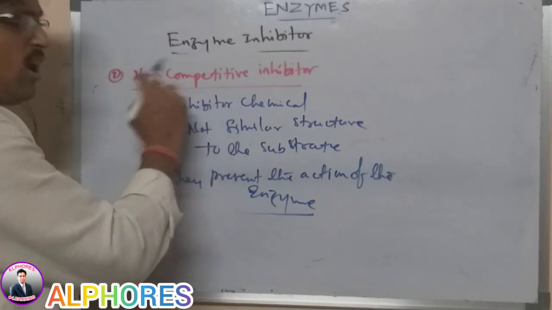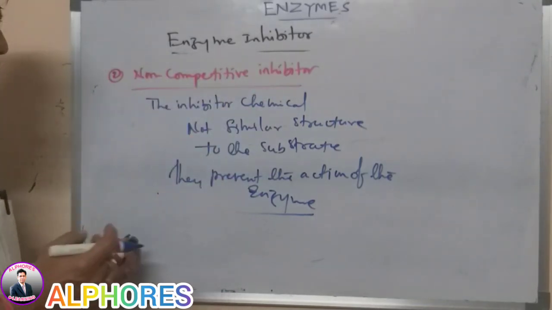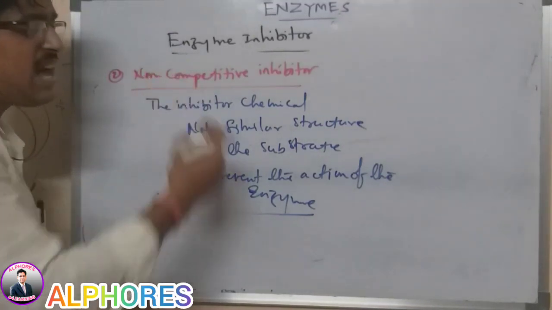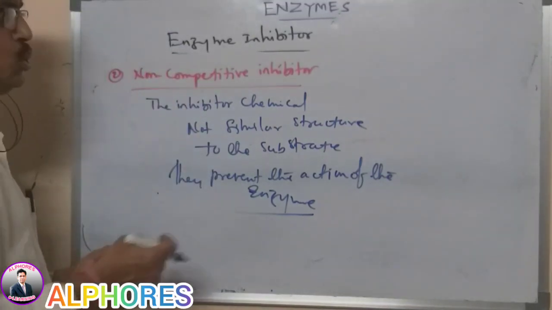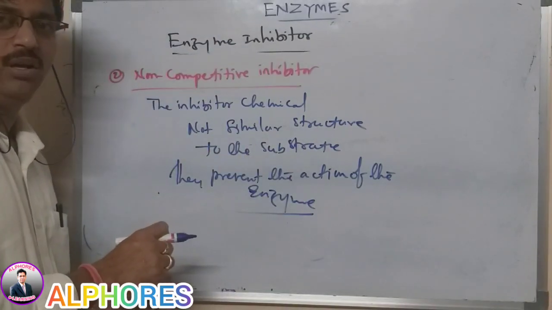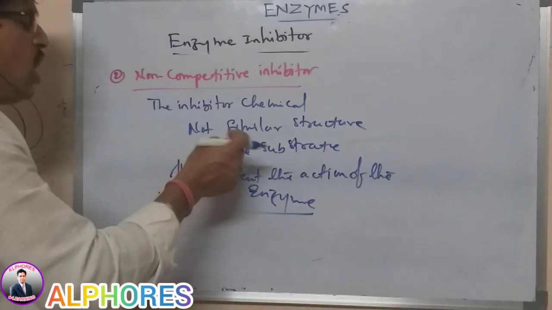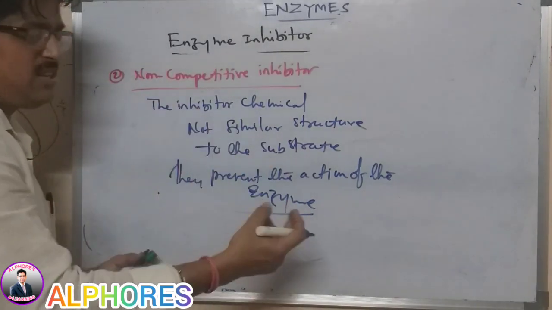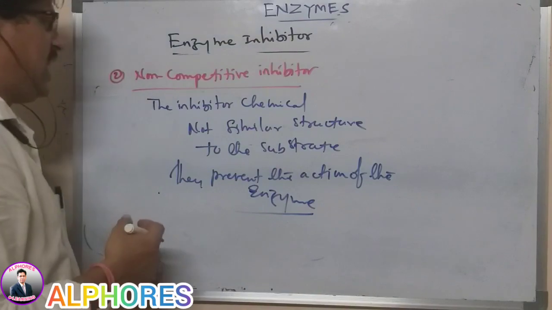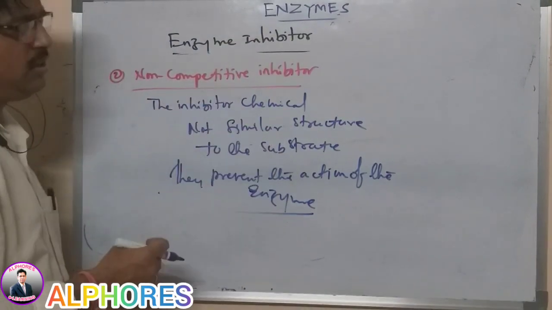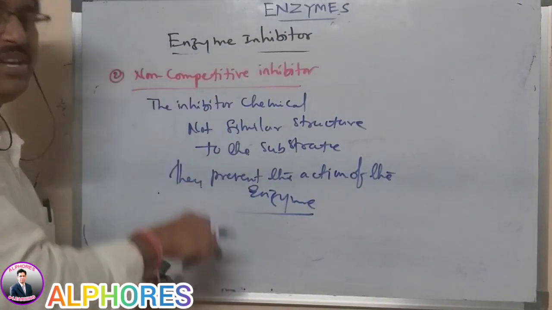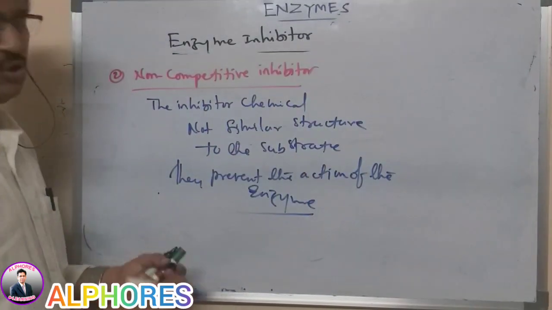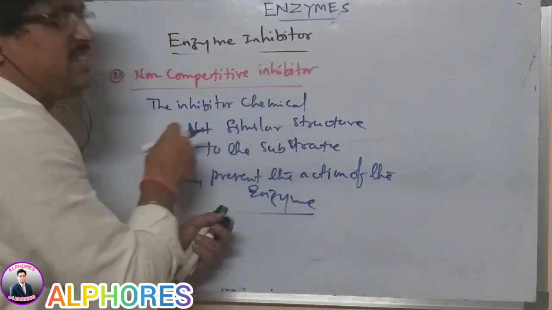That is the reason they are not similar. The chemical substance inhibitor is not similar to the substrate molecule. So the site present in the enzyme to fix a particular substrate molecule is not allowed by this inhibitor. It gets attached at some other place. As a result, the active site of the enzyme which was previously for the substrate is changed, so the substrate molecule is unable to fix.